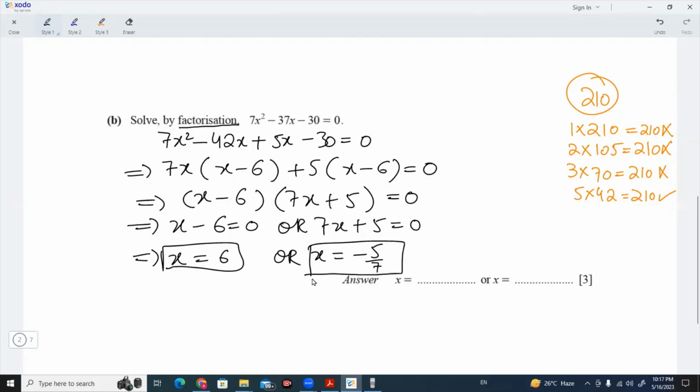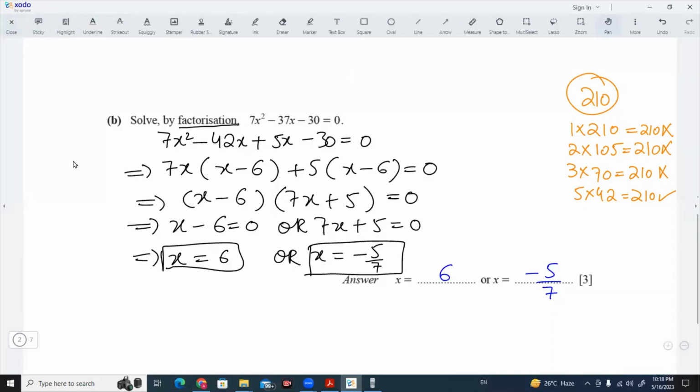This is the answer. No need to simplify the fractions because it's a paper 1 question. So no need to do these calculations in the rough work, okay? Because it's a paper 1 question, write down the fraction as it is. Minus 5 over 7. This is all from question number 3.